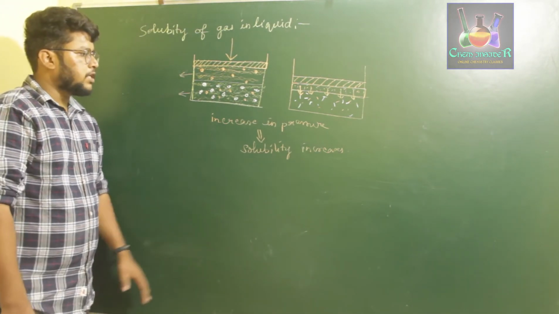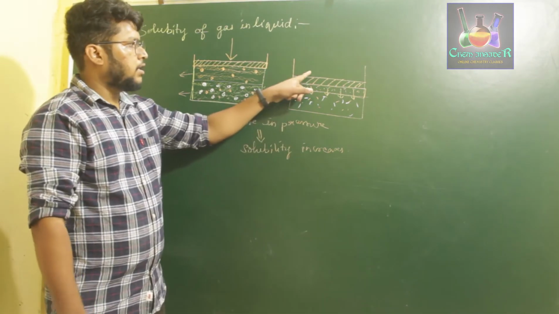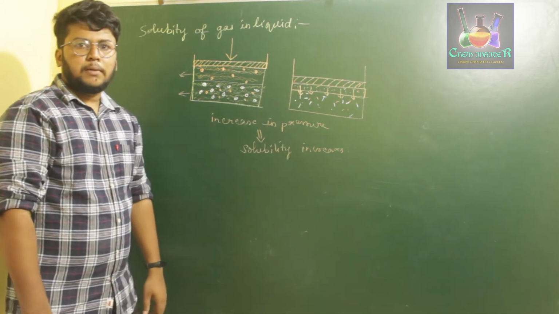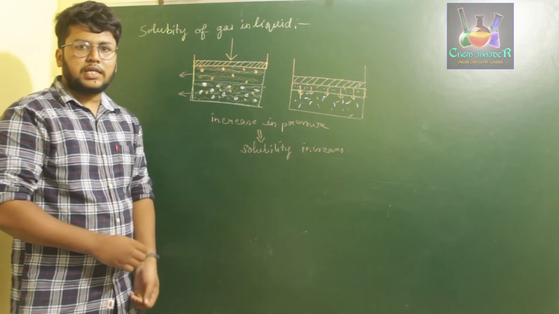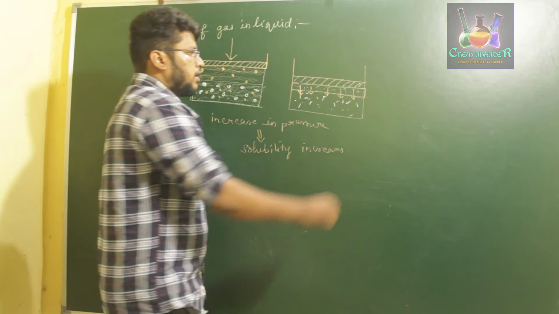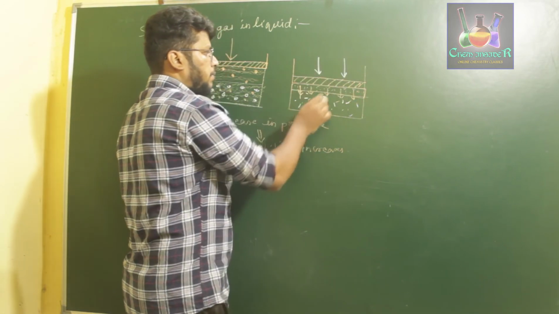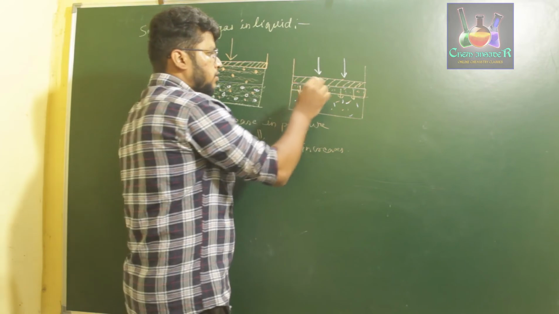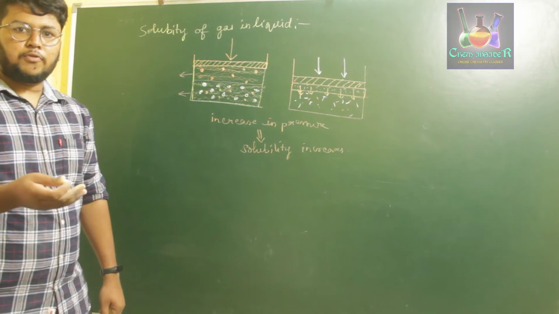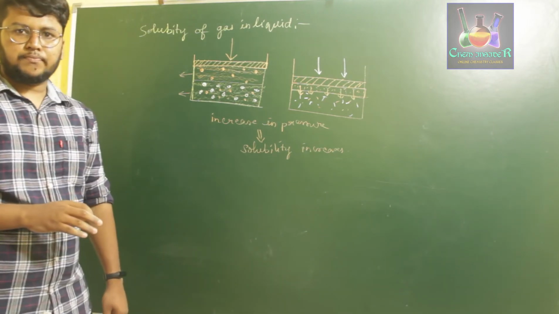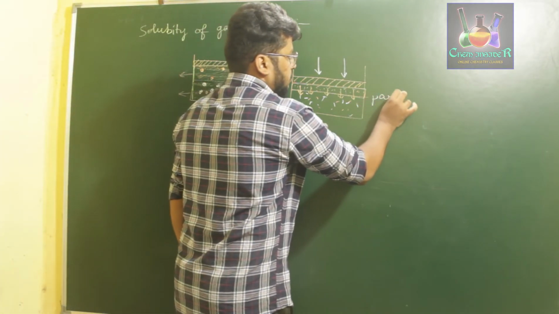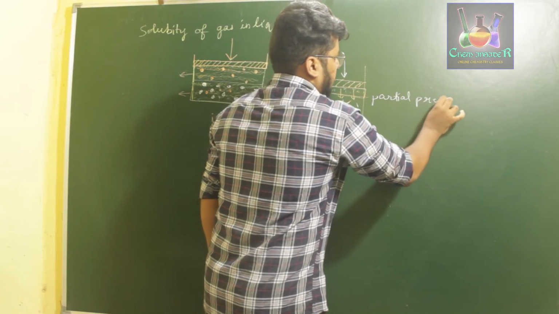Okay, so this pressure is applied by an external force. But it is not completely the pressure applied by the external force; the solubility depends upon the force exerted by the particles of gas on the surface of the liquid. So when you apply an external force, you are applying force on the particles. These particles experience that force or pressure and exert a different pressure on the surface of the liquid, and that pressure is called the partial pressure of the gas.